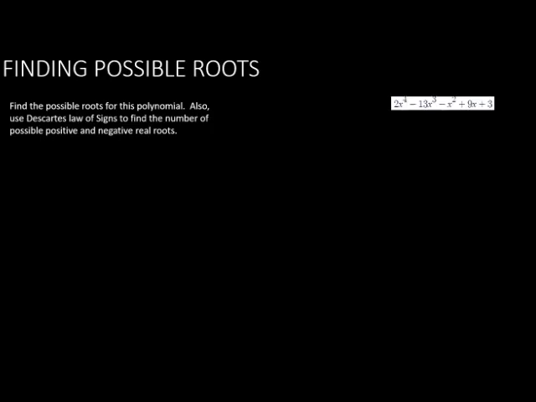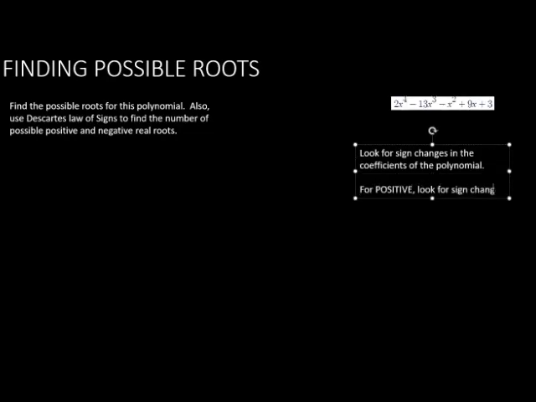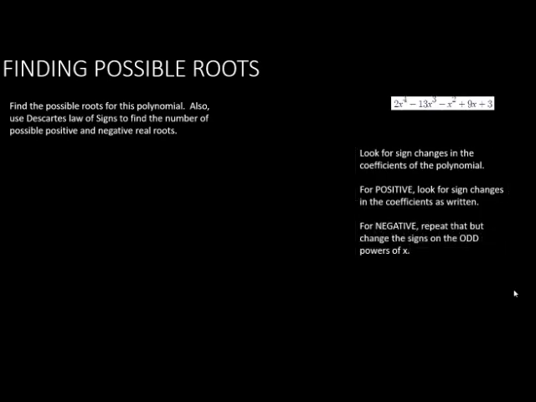To use Descartes' law of signs, we will look for sign changes in the coefficients of this polynomial. To find the number of positive roots, we'll look for the number of sign changes in the polynomial as written, and to find the negative roots, we're going to look for the same thing, except we're going to change the signs on any of the coefficients that have odd powers of x. We'll begin by writing down our polynomial first.